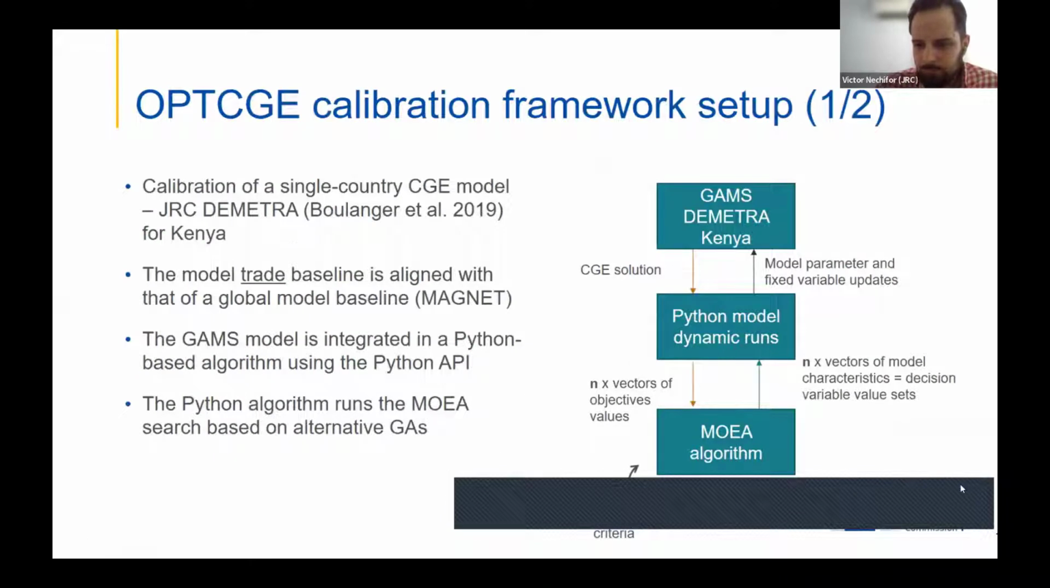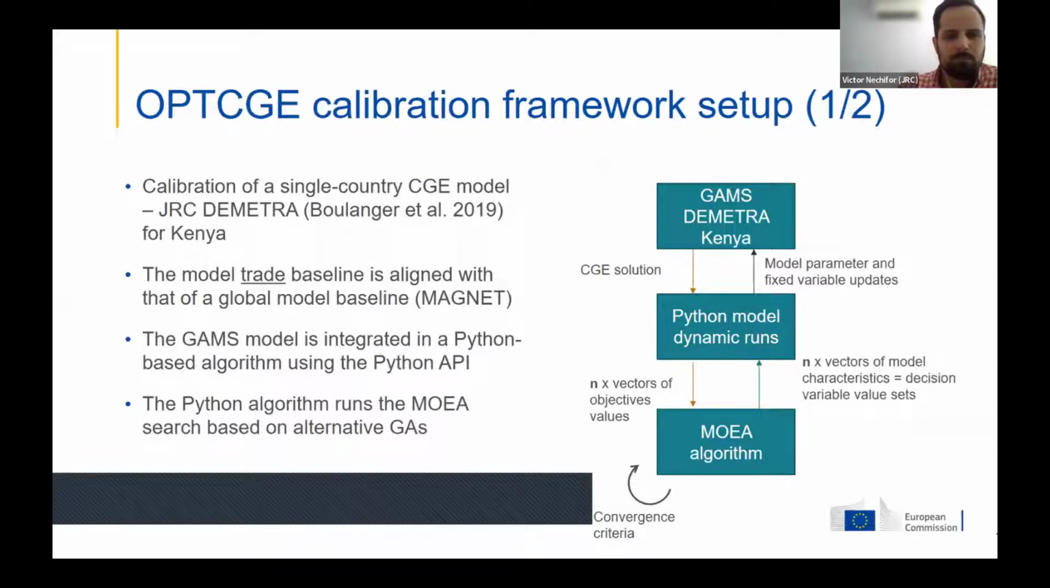Okay, so what we're trying to do here is basically take what we call this OptCGE, this calibration framework. We take the JRC Demetra model that we're using extensively in policy analysis, in African context in particular, the single country CG. And what we want to do is first do a stylized calibration. So we take the model trade baseline, for particular import quantities, we're trying to align those with that of a global model baseline like Magnet. So basically Magnet acts as the growth in import quantities, which act as target values for the calibration exercise.